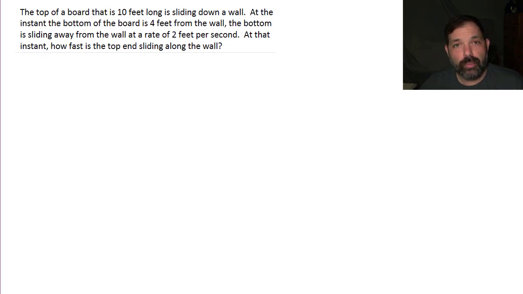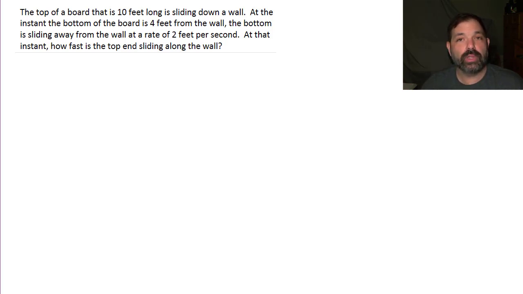So here's another problem where a diagram is going to be particularly useful. The top of a board that is 10 feet long is sliding down a wall. At the instant the bottom of the board is 4 feet from the wall, the bottom is sliding away from the wall at a rate of 2 feet per second. At that instant, how fast is the top end sliding along the wall?